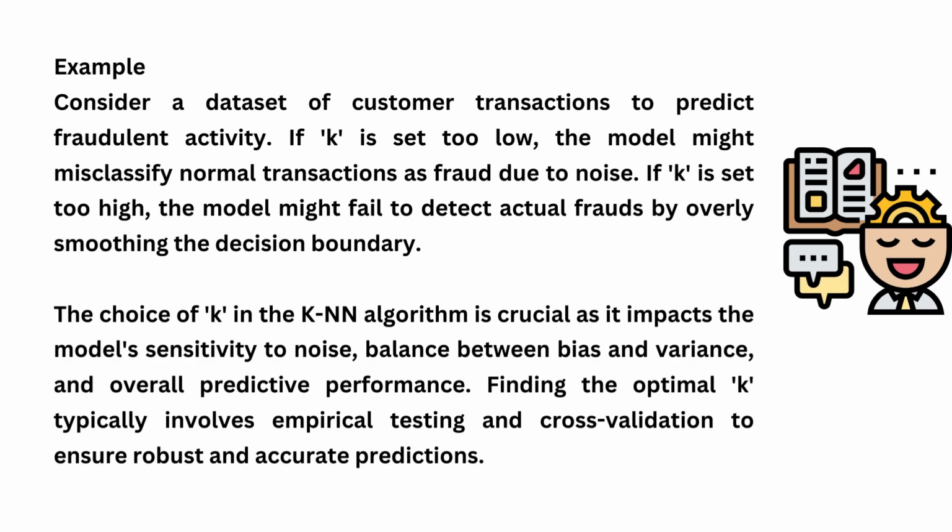The choice of k in the KNN algorithm is crucial as it impacts the model's sensitivity to noise, balance between bias and variance, and overall predictive performance. Finding the optimal k typically involves empirical testing and cross-validation.